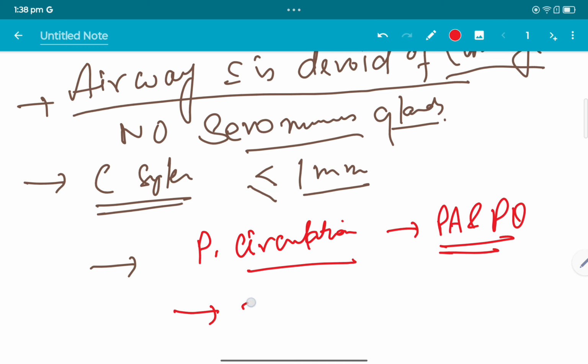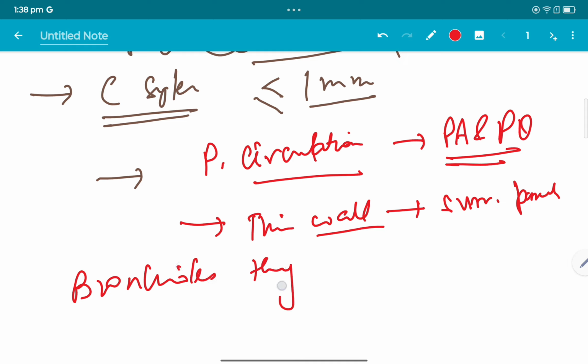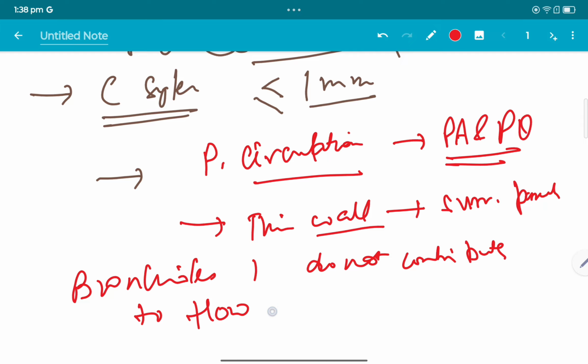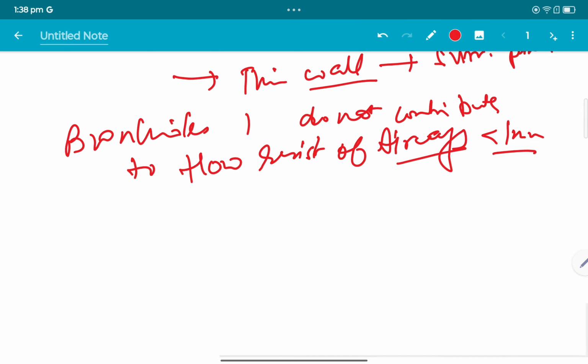Another feature is that their wall is thin and they are molded into the surrounding parenchyma. Another important feature is that these bronchioles do not contribute to flow resistance of the airway, as they have a lesser diameter, less than 1 mm, and airflow in these vessels is laminar rather than turbulent.